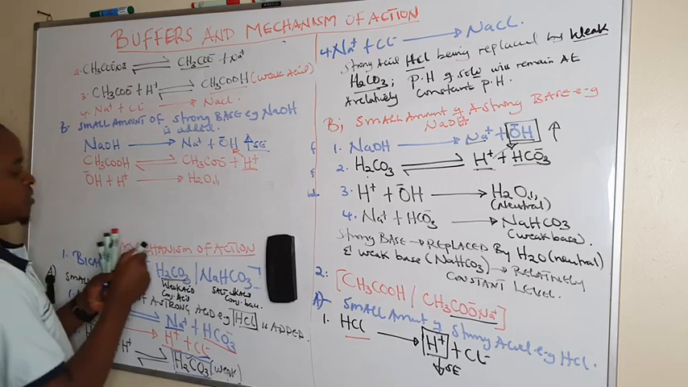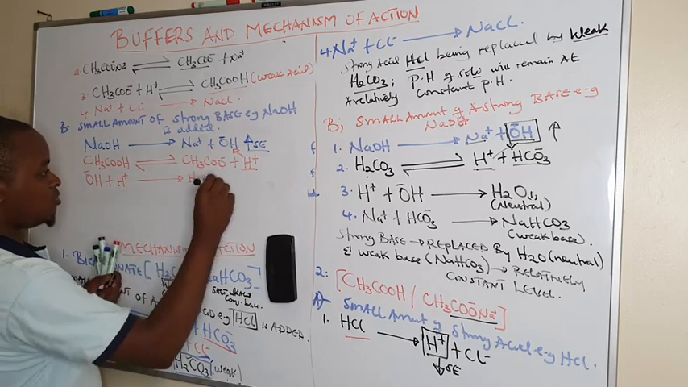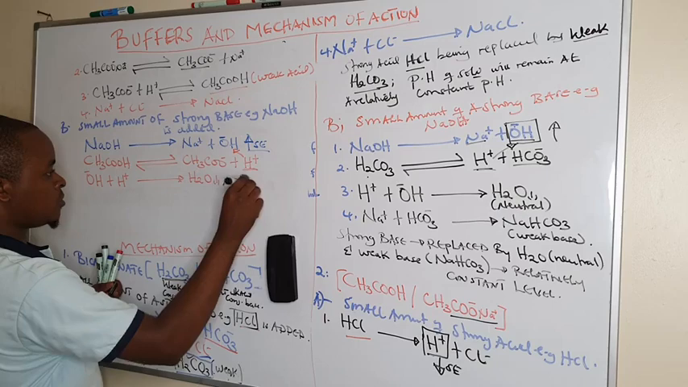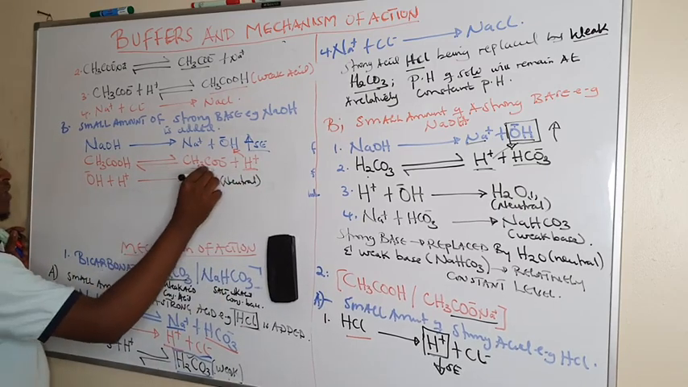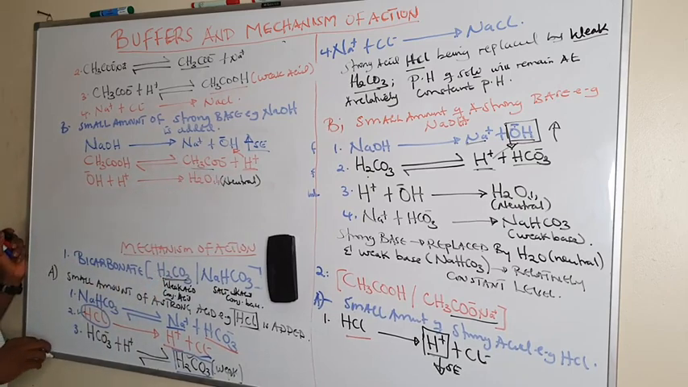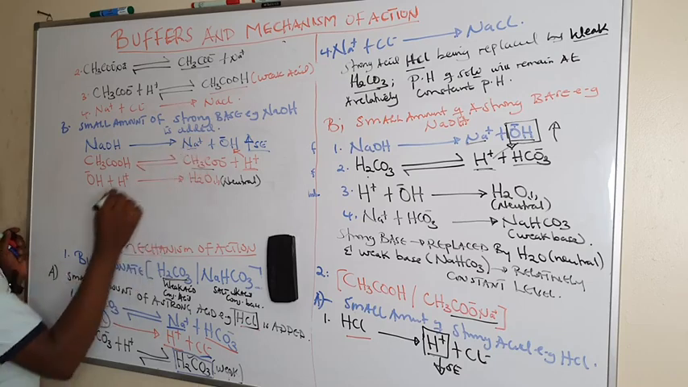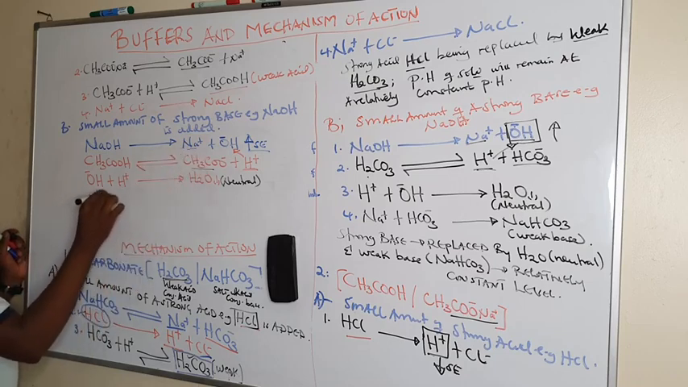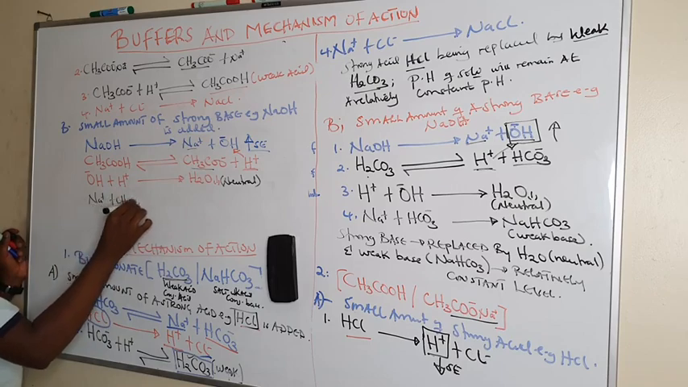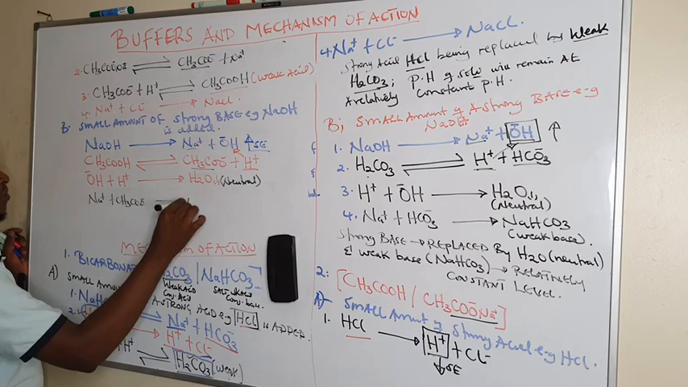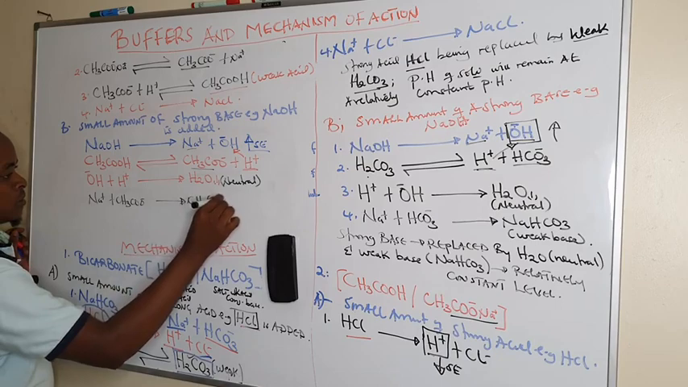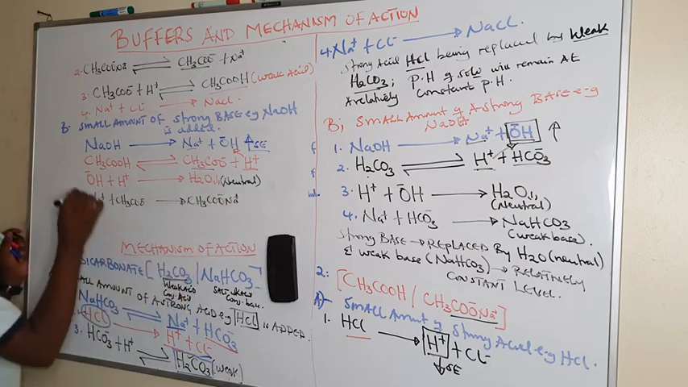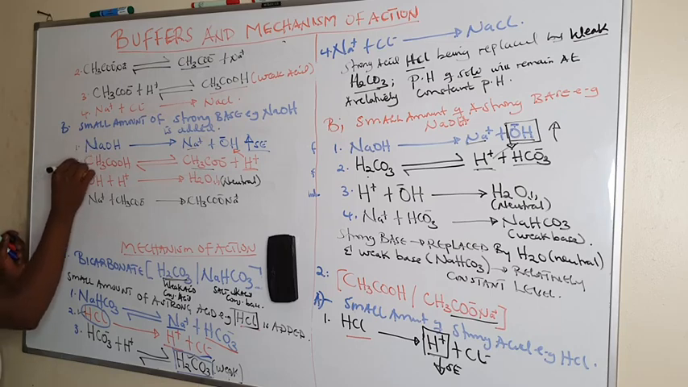The water which is formed is neutral, so there will be no change in pH. Then this liberated conjugate base combines with the sodium to form sodium ethanoate. Equation 1, 2, 3, and 4.